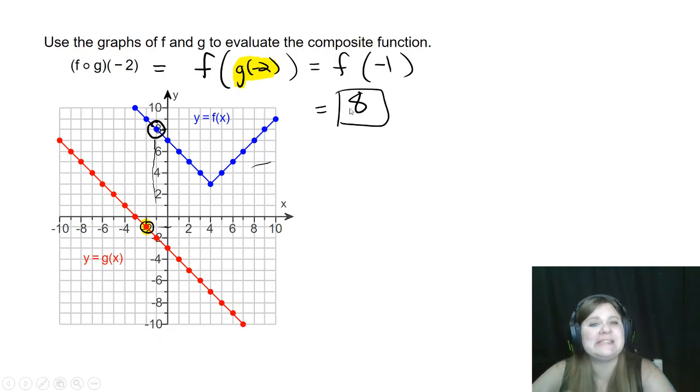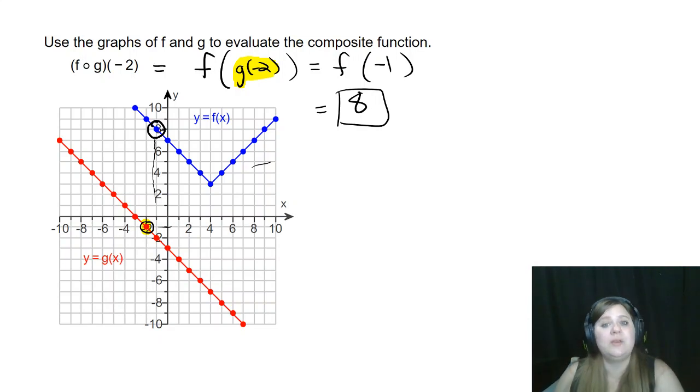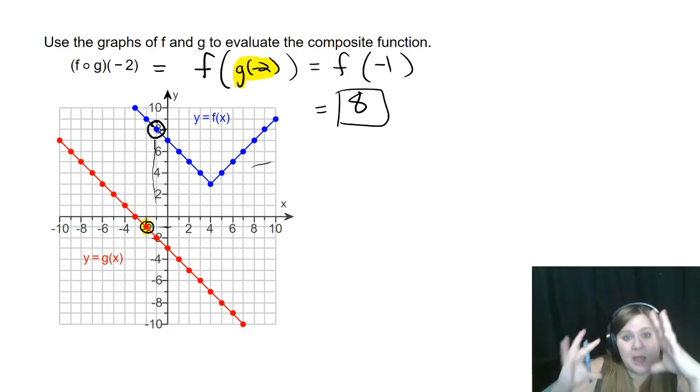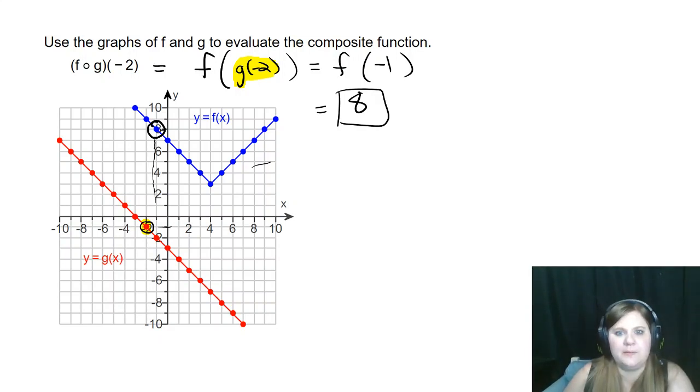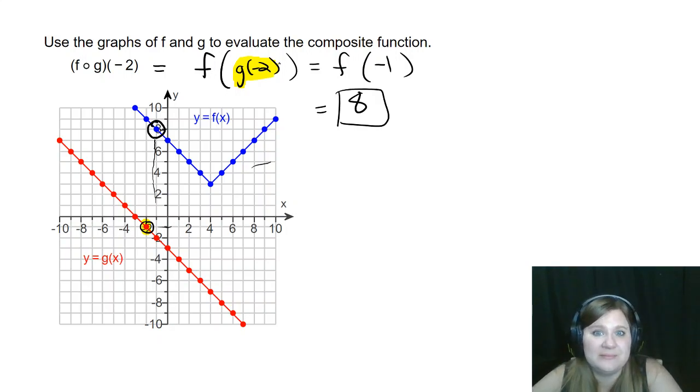So remember, work inside to outside. Plug negative 2 into g, then take what you get and plug it into f. But do show your work this way. Notice that I have to write the f of. I can't just write g of negative 2 equals f of negative 1. You have to have this f on the outside. Don't forget to write it. Awesome, you made it through combinations and composites of functions.